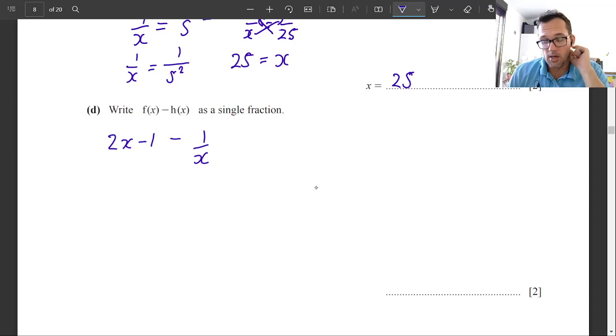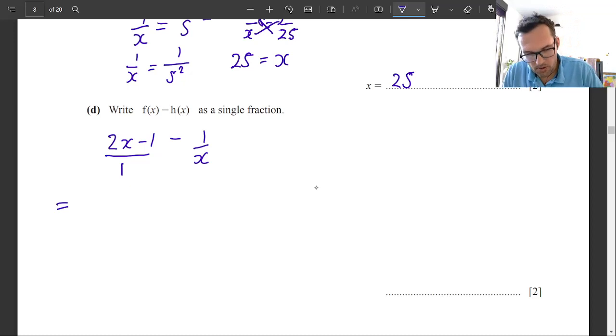Right, now we need to squeeze this together as a single fraction. So let's first of all make the first one a fraction by putting it over 1. Now we've got two fractions we can subtract from each other. When we add or subtract separate fractions, we need to get the denominators the same.